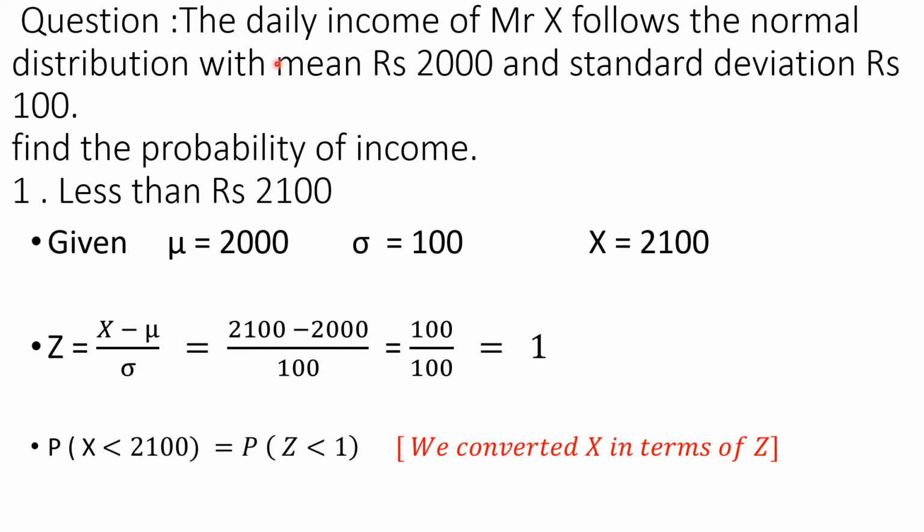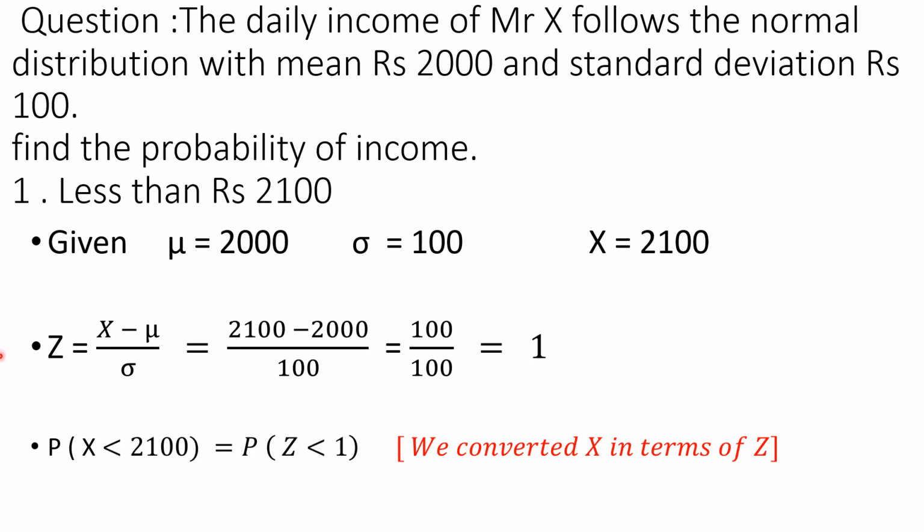Now the first question states that the daily income of Mr. X follows the normal distribution, just as I showed you the curve in the previous slide. Given the mean is 2000 and the standard deviation is 100, find the probability that the income is less than rupees 2100. Now we have to find the probability when it is less than 2100.